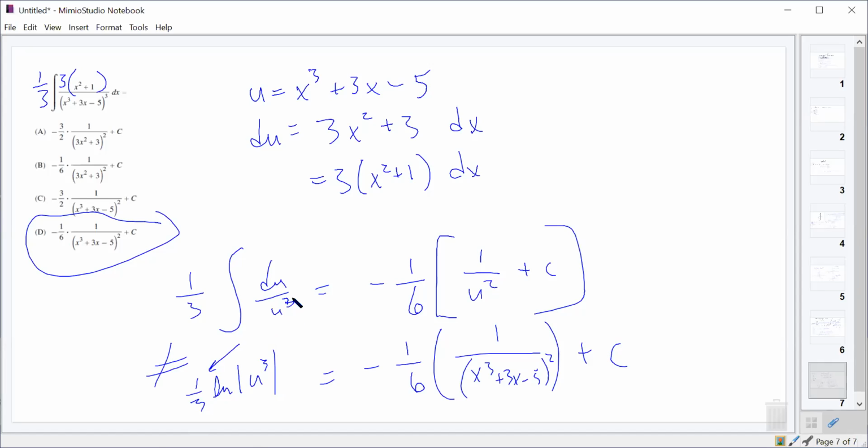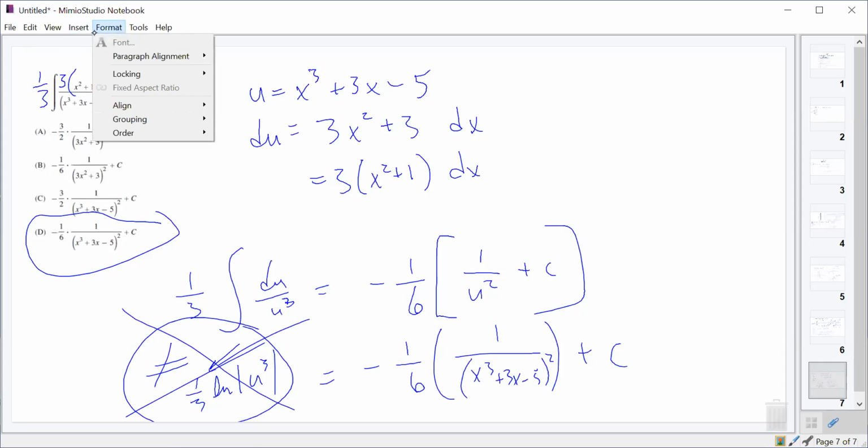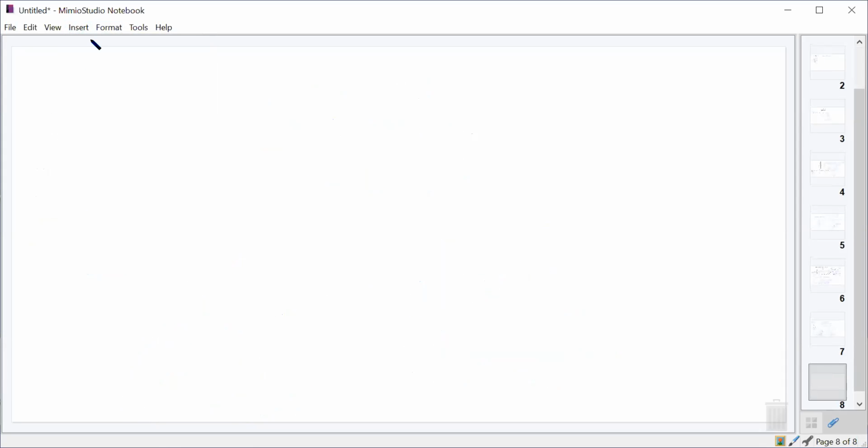So remember, this has to just be du over u or dx over x for you to get the natural log. You can't just take anything that's in a denominator and then integrate it and say, oh, it's natural log of that thing. That's not how it works. Don't do that. Yeah, thank you. It's one of the most common mistakes that students make. So be uncommon. Don't make that mistake.